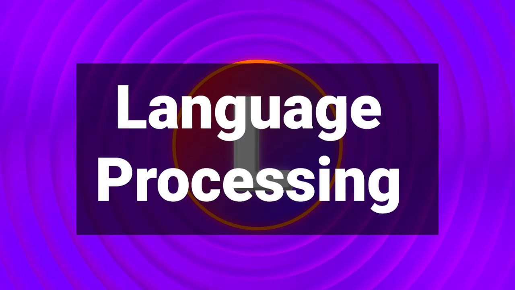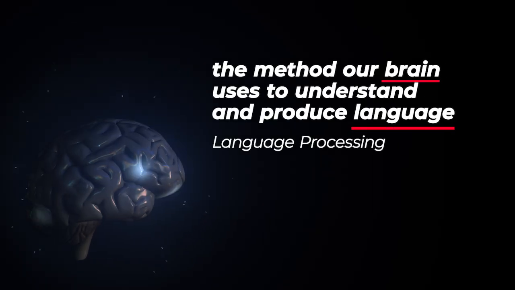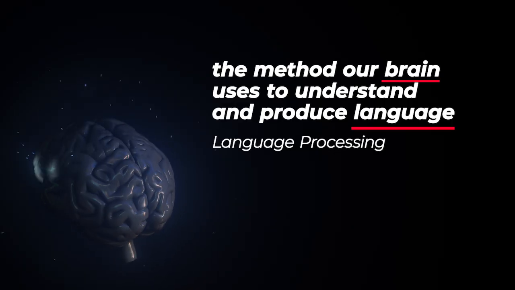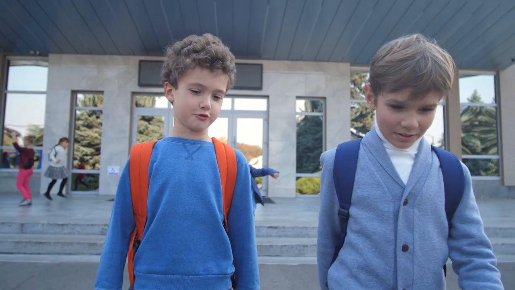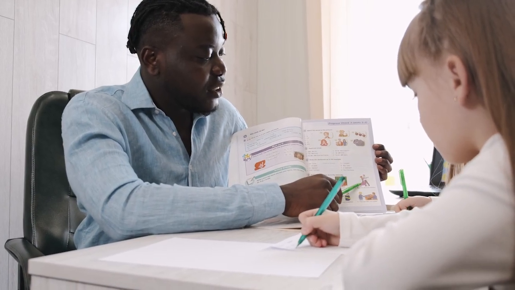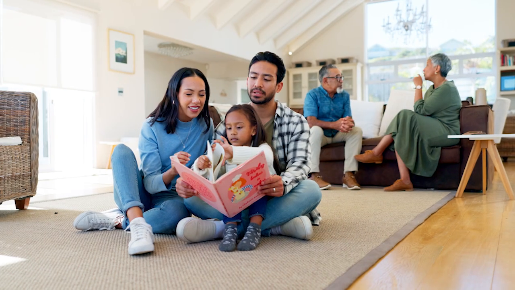Today, the letter is L, and our focus is on language processing. Let's start by talking about what that is. Language processing is the method our brain uses to understand and produce language. In other words, it's the way the brain understands spoken and written language, makes sense of it, and responds appropriately. Let me break that down further.